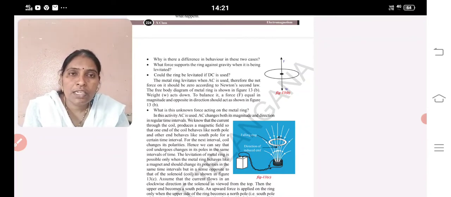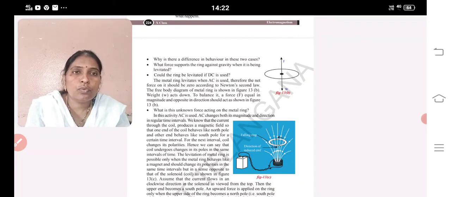In this activity, AC and DC change both magnitude and direction at regular intervals of time. We know that current through a coil produces a magnetic field. So the other end behaves as the south pole, and the polarities change. Hence we can say that the coil undergoes changes in its poles, which is possible only when the metal ring behaves like a magnet and changes its polarities.